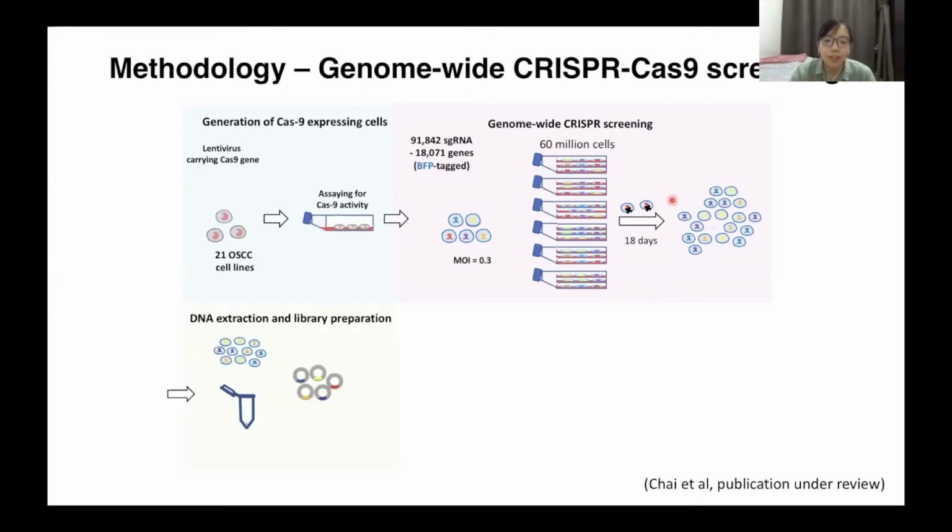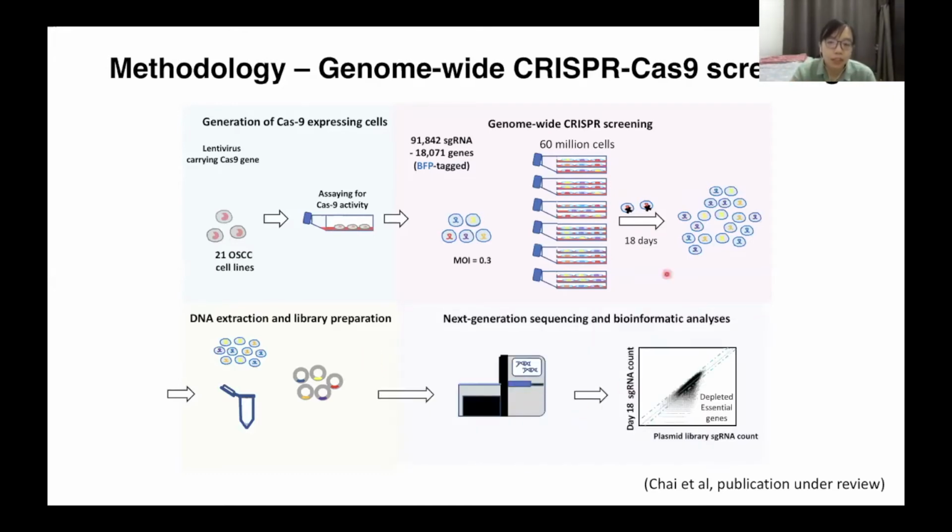So at the end of the screening exercise, when we extract the DNA and compare it to the initial pool of sequences, we use next generation sequencing to identify which of the sequences have gone missing from the pool. If we have this list of guides that are missing, it's an indication that those guides are targeting important genes. And with that, we will be able to catalog the genes that are essential for that cancer.